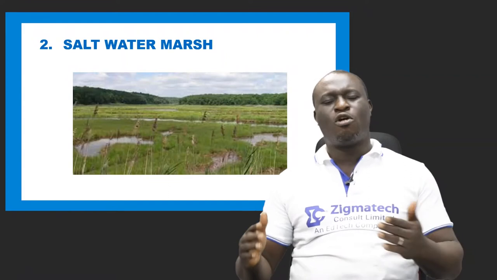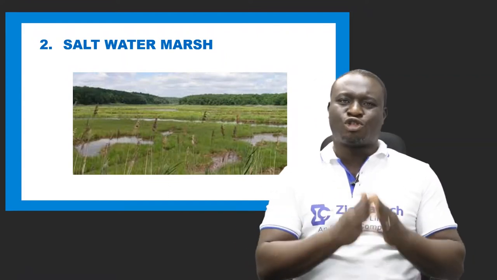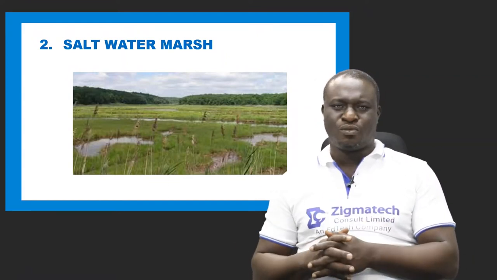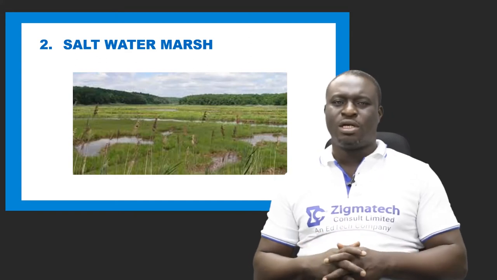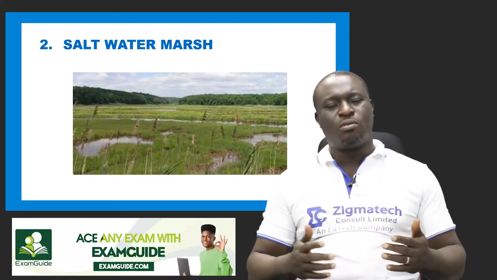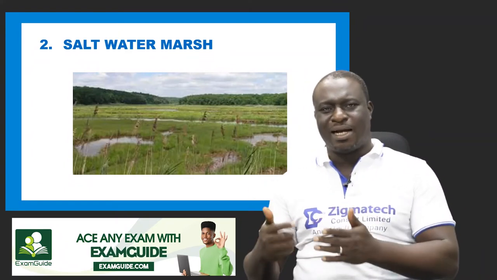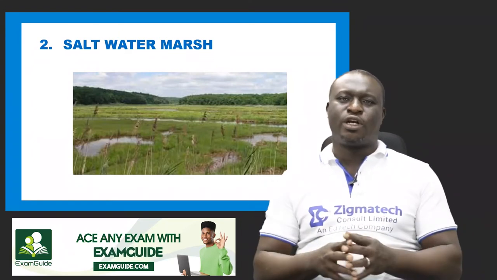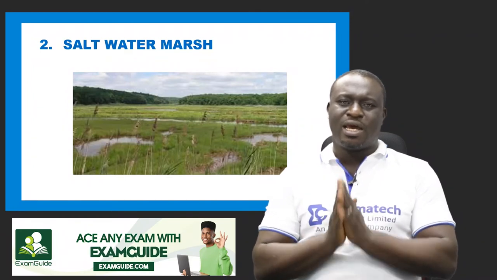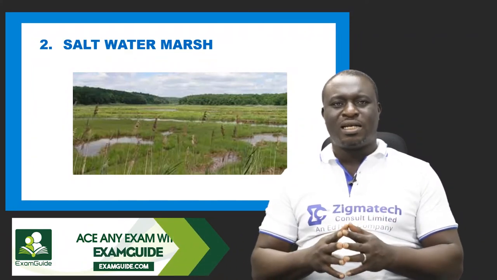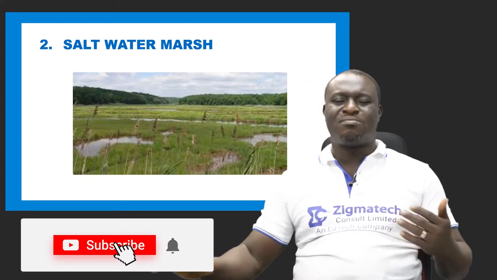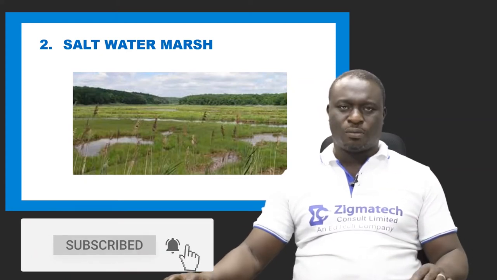Number two type of marsh is the saltwater marsh. The saltwater marsh is formed when sea or ocean overflows its bank and then accumulates on a lowland surface area. That is how saltwater marsh is also formed, okay?